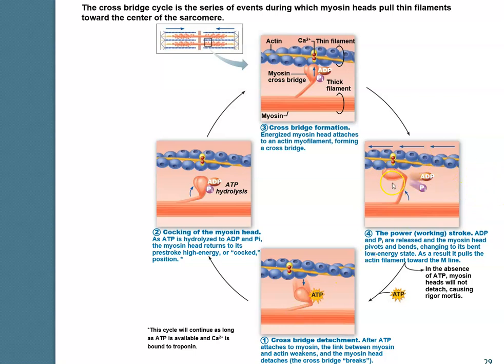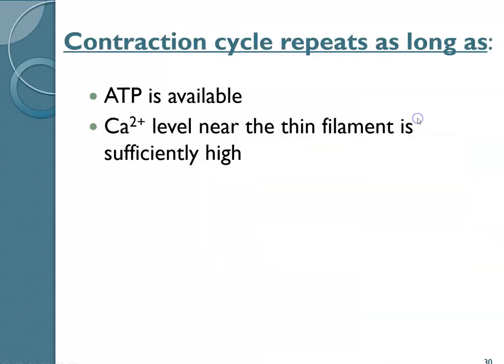For this to be detached, we need ATP. If there is no ATP, this will remain attached, rigor mortis, right? So when anyone passes away, they go into a state of contraction, a catatonic state. Contraction cycling repeats as long as ATP is available and calcium remains high.